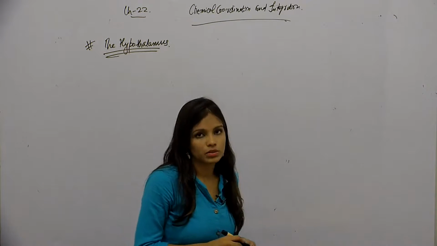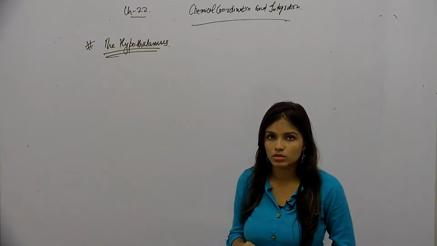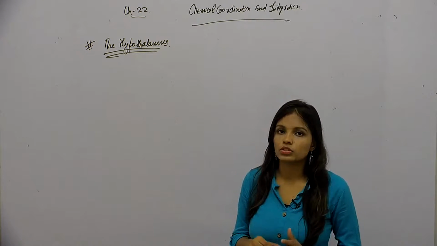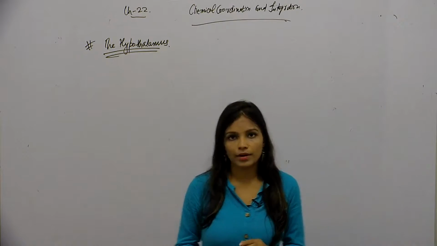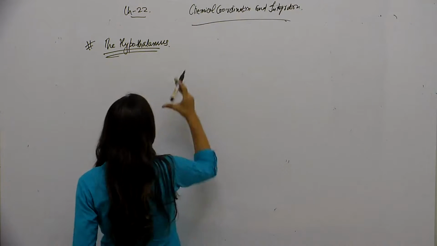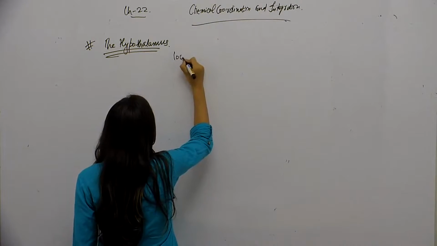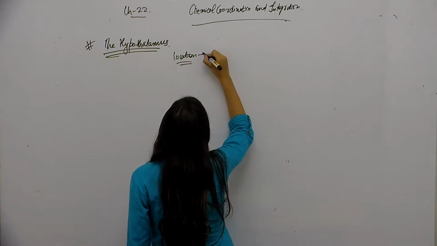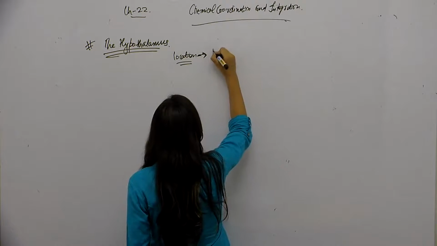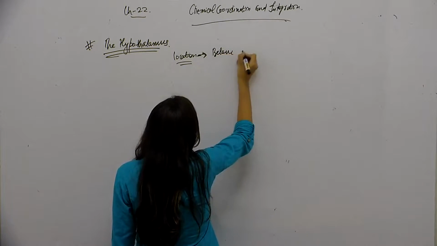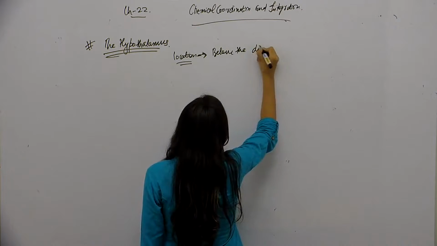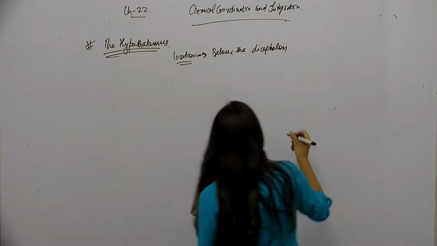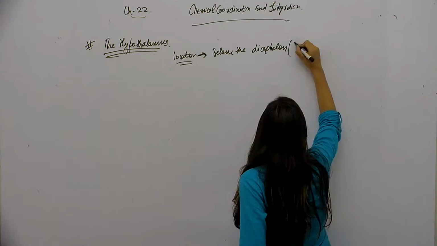Now, the hypothalamus. What is it? The hypothalamus is a part present in the brain, and the location of the hypothalamus is below the diencephalon, or the forebrain.